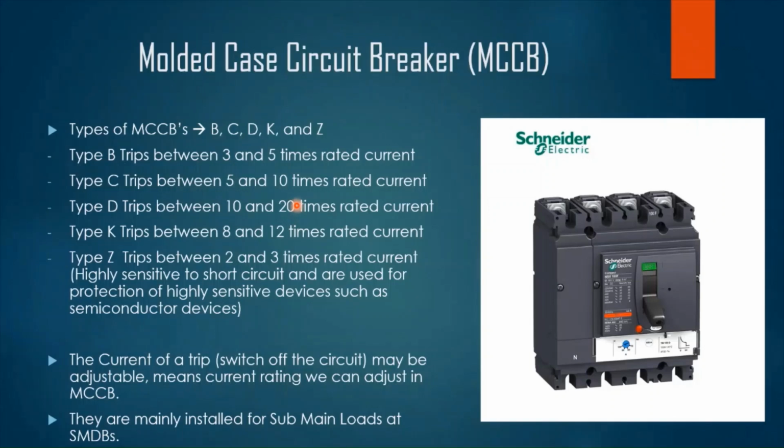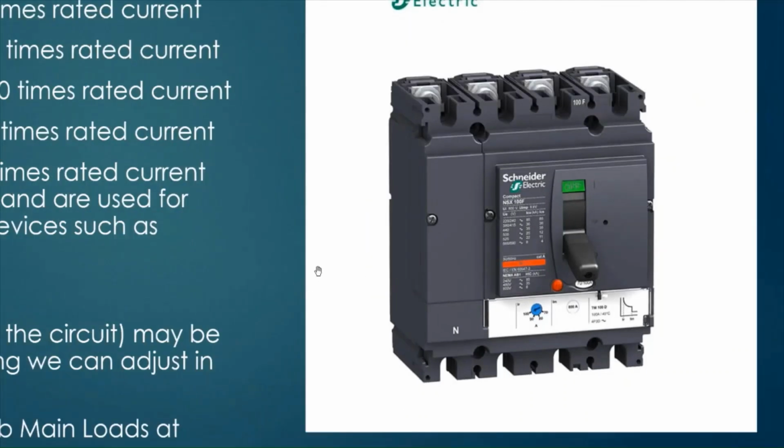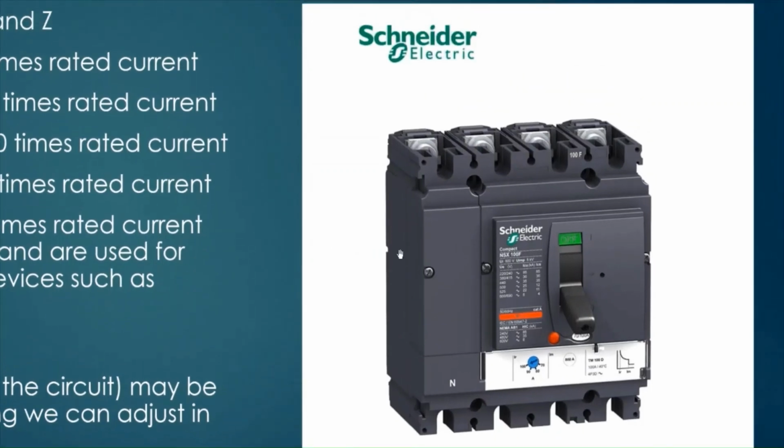Also, molded case circuit breakers can have a current rating setting that can be adjusted manually. So if we zoom in at this photo here, we can spot the setting option that we can adjust manually. We mainly are going to find this type of circuit breaker installed for submain loads or at submain distribution boards.